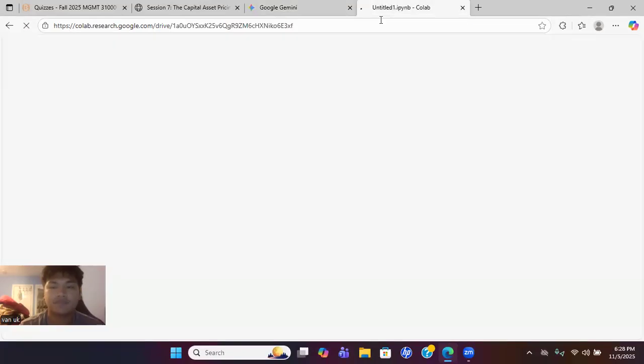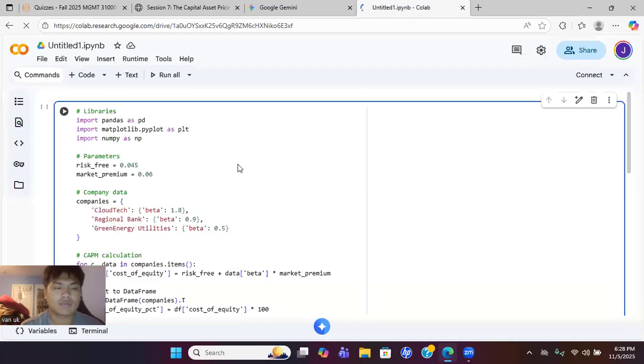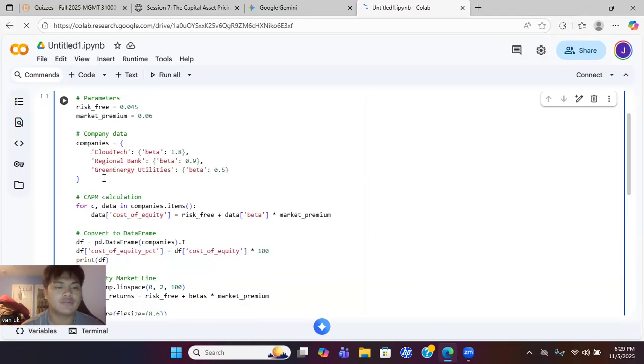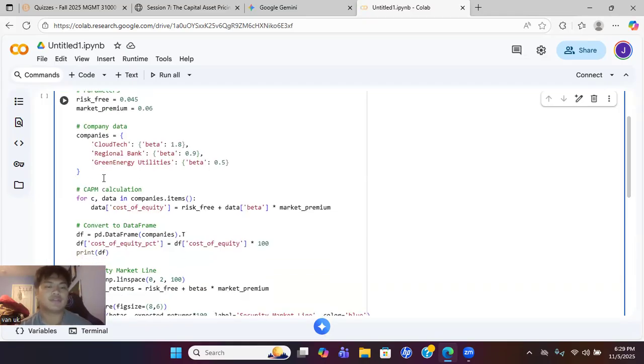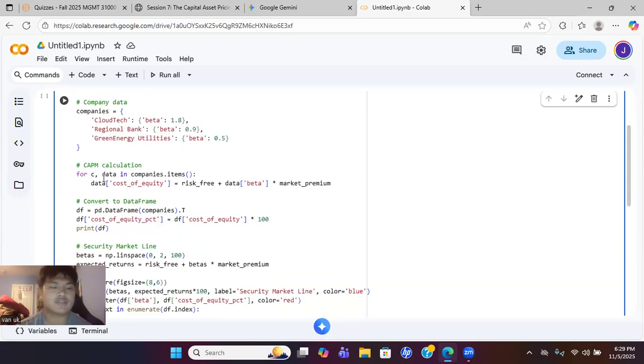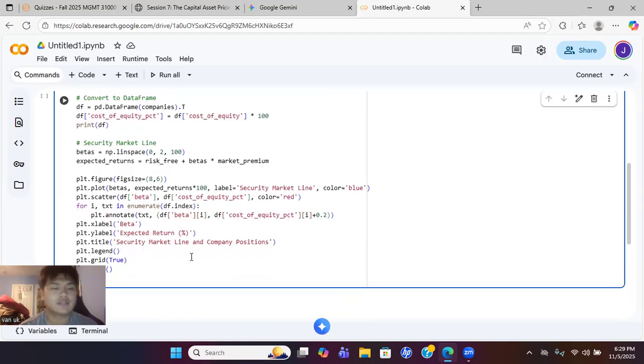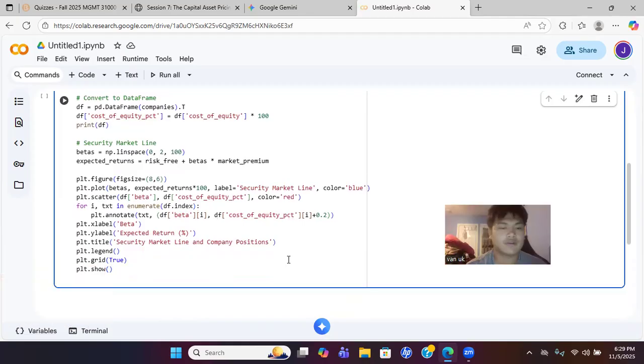And here's a little code that was created. It shows the libraries, the parameters, and company data, three different things. This is the Cloud Tech, regional banking, green energy utilities, the calculation, the data frame, the security market line. All this.